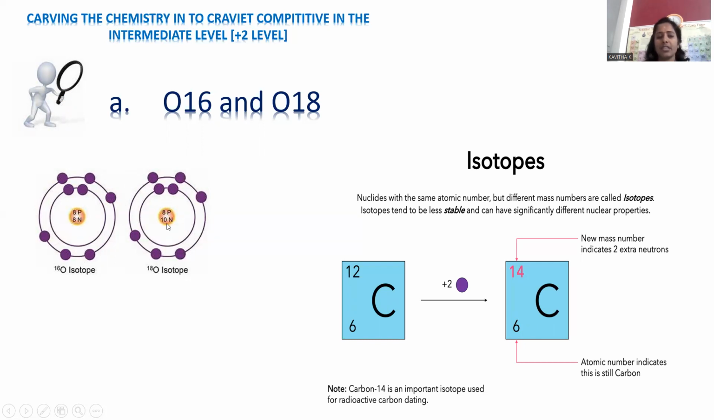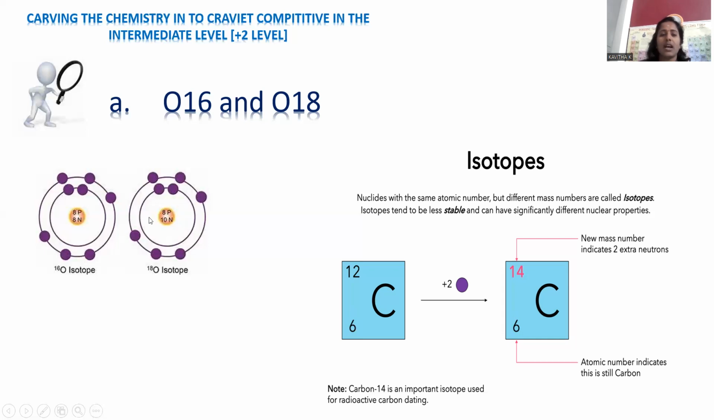So this kind of example is part of isotopes. Now let's discuss what is meant by isotope. Any nuclide with the same atomic number. Oxygen's atomic number is 8 itself, so the atomic number remains the same, but it differs in mass number. The mass of the first oxygen is 16, the second oxygen is 18. That's why the mass number varies. These two are called isotopes, right? Isotopes tend to be less stable and can have significantly different nuclear properties.